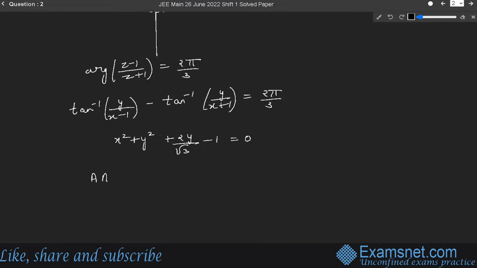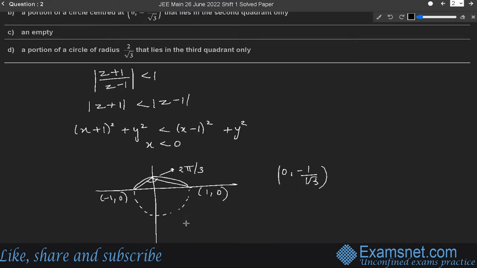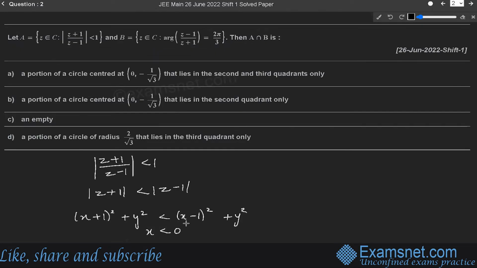Therefore, we can say that A intersection B will be related to the center, which is 0 comma minus 1 upon root 3. Hence, we can say that the correct answer for this question is a portion of a circle centered at 0 comma minus 1 upon root 3 that lies in the second quadrant only, which is option number B here.